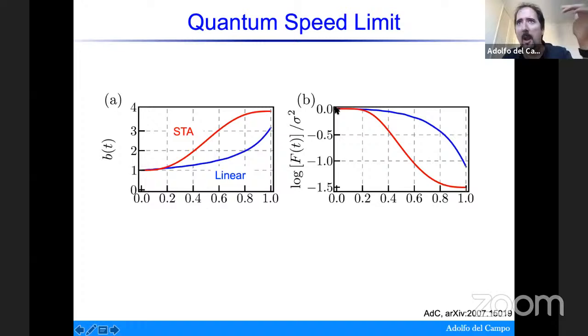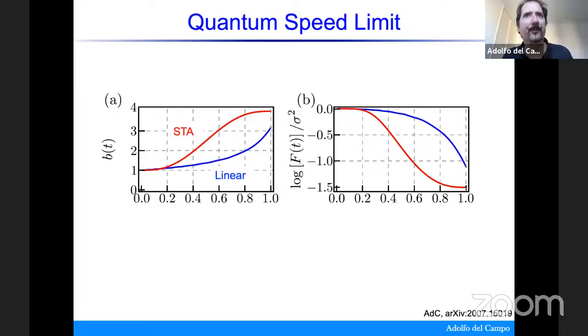And what is interesting is that in an adiabatic expansion, the decay of the fidelity is smaller than if I use a shortcut where I'm guaranteed that I reach the target state. So certainly further orthogonality is guaranteed.